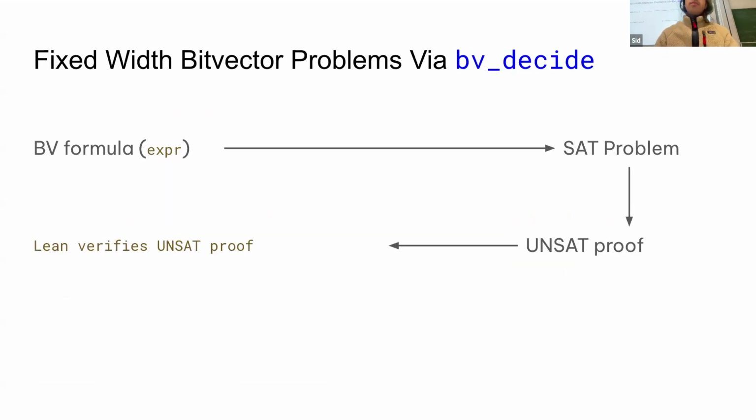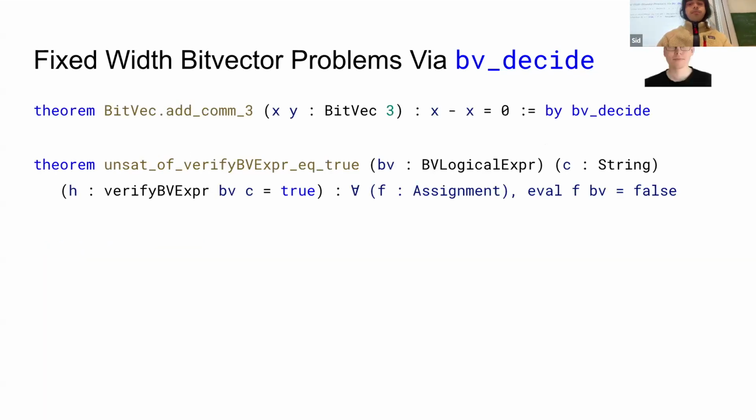Essentially, it takes the bit vector formula and converts it to a SAT problem, which it queries a SAT solver for. The SAT solver then gives a proof that this is unsatisfiable, which is then checked once again by Lean. So that's the overarching story of how this works.